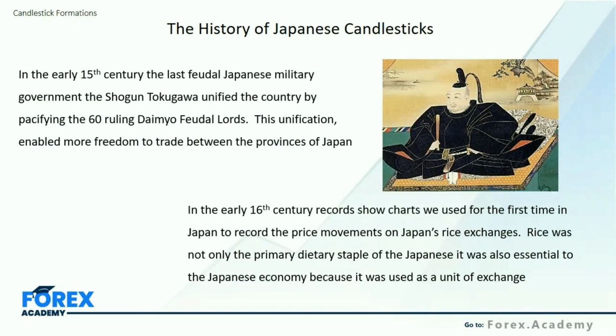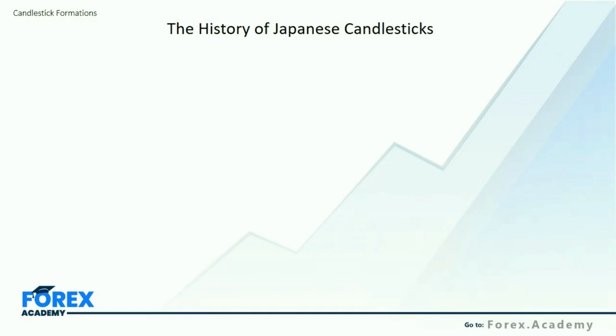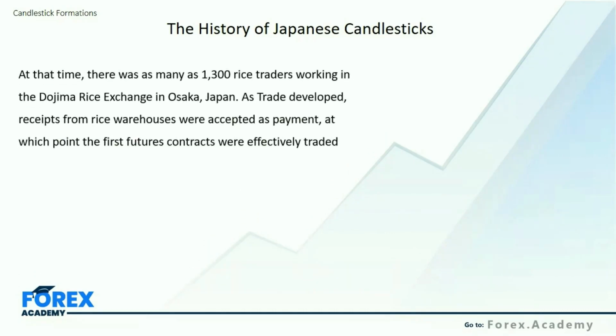So it all effectively started with rice. At that particular time, there were as many as 1,300 rice traders working in the Dojima Rice Exchange in Osaka, Japan. As trade started to develop and volume started to increase, receipts from rice warehouses were accepted as a form of payment. At which point, the first futures contracts were effectively traded.